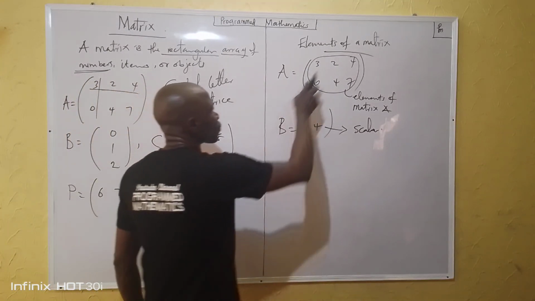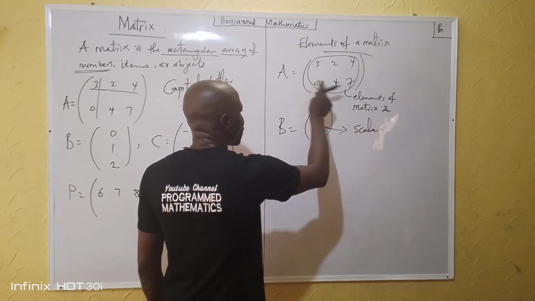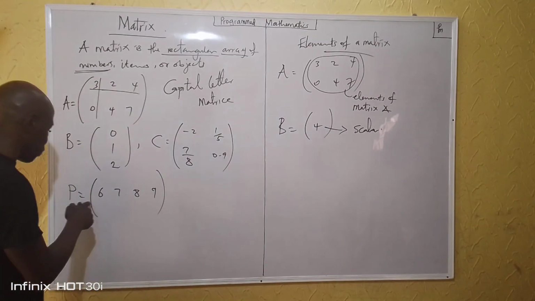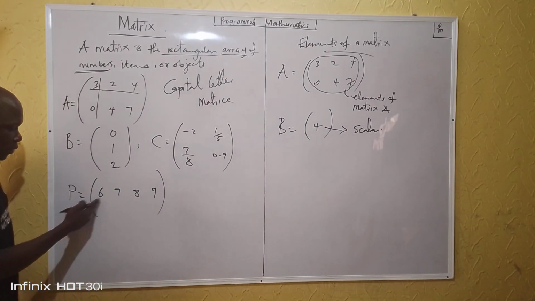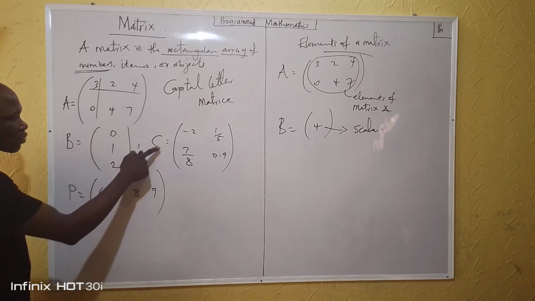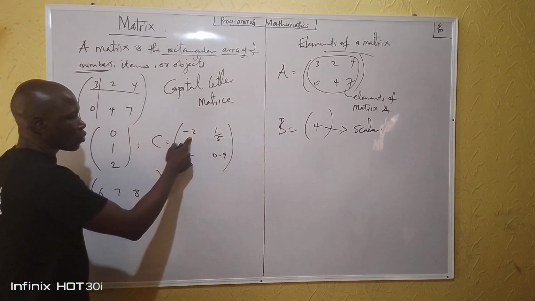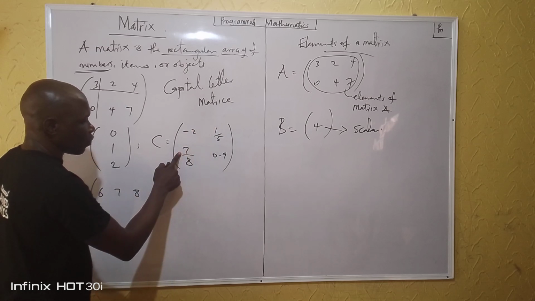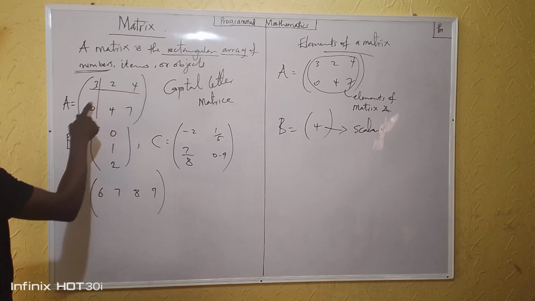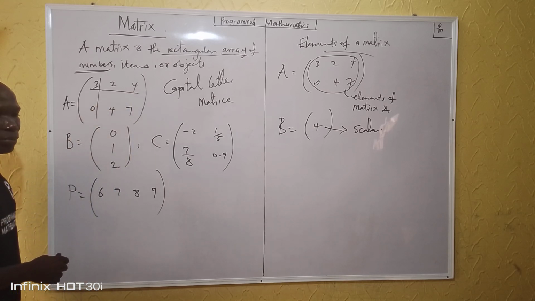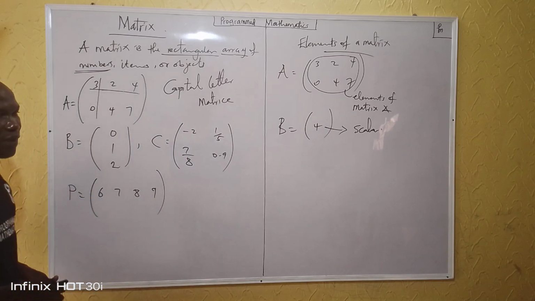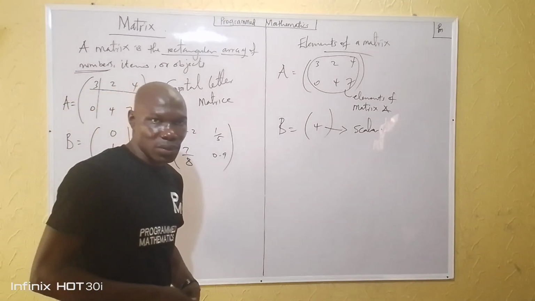So when we refer to elements of a matrix, we mean those numbers that are contained in a given matrix. If you come back to this matrix P here, matrix P has the elements 6, 7, 8, 9. Matrix B has the element 0, 1, 2. Matrix C has elements minus 1 over 2, minus 2, 1 over 5, 7 over 8, 0.9. While matrix A has elements 3, 2, 4, 0, 4, 7. All of these numbers within this bracket are referred to as elements of a matrix.